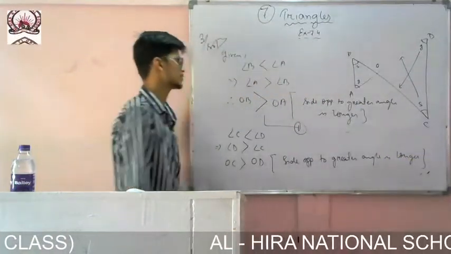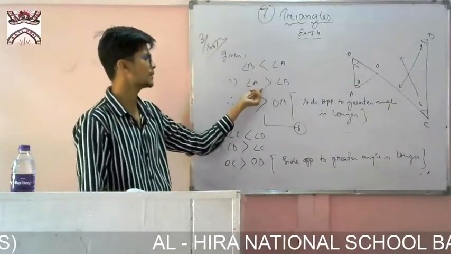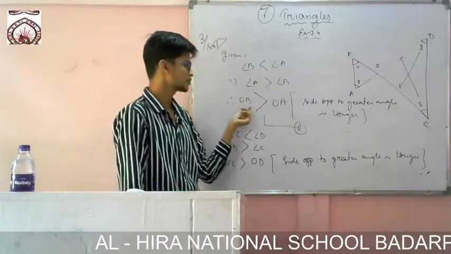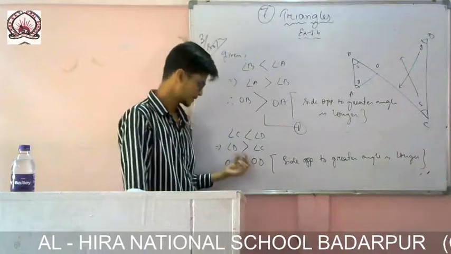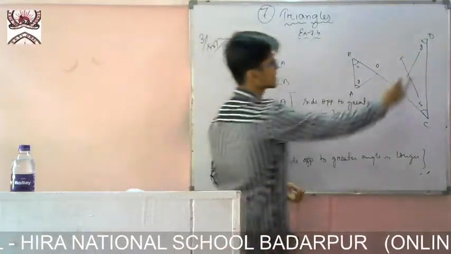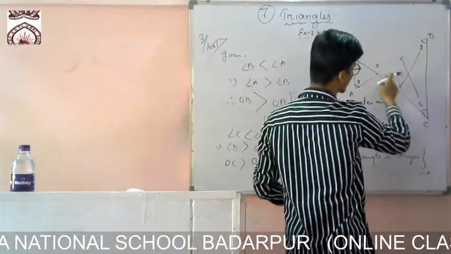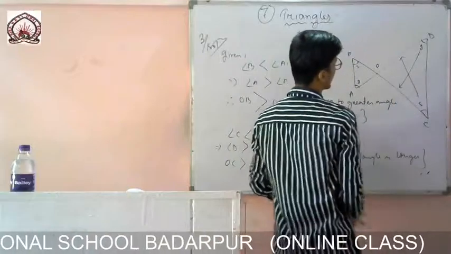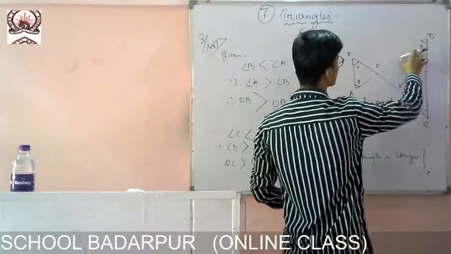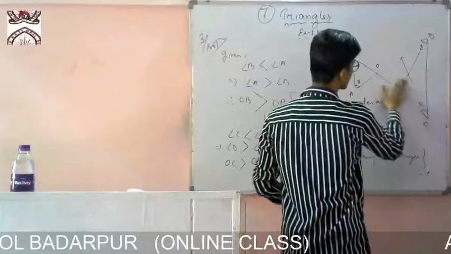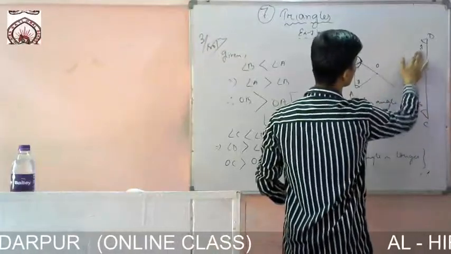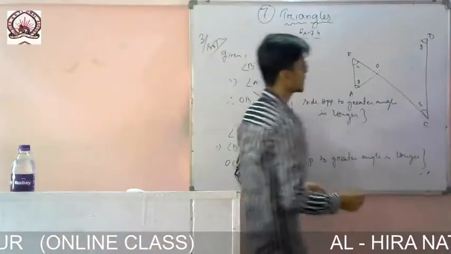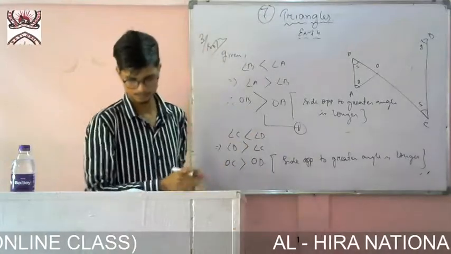What I have done: first of all, I have written what is given in the question and arranged it. So OB is greater than OA, and that one is also the same. Are you getting my words? The side opposite to the greater angle will be longer, and the side opposite to the smaller angle, that is OD, is shorter. I have given this so that you can understand from the question.